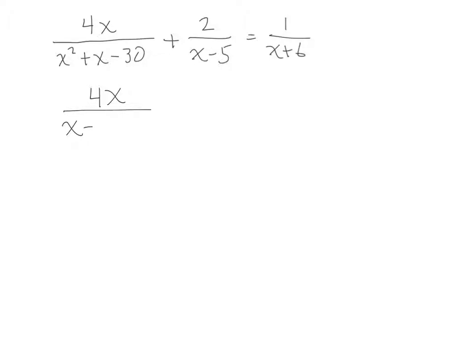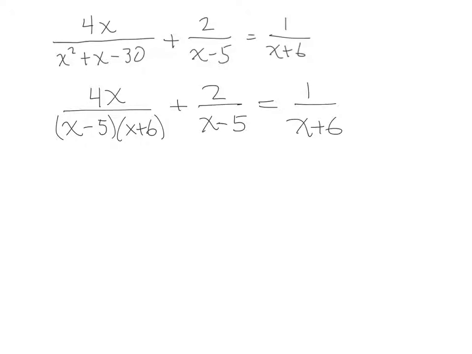minus 5 and x plus 6, plus 2 over x minus 5. Didn't write that very well. 2 over x minus 5 equals 1 over x plus 6.